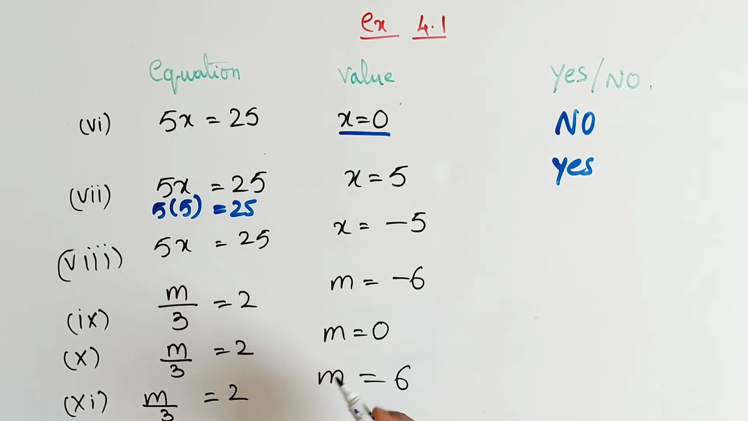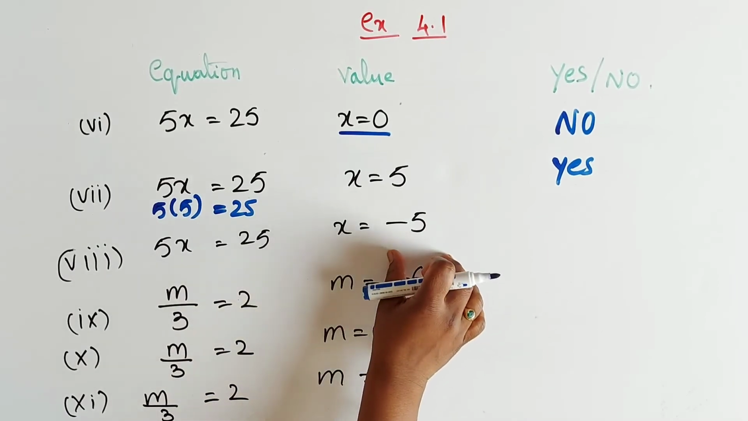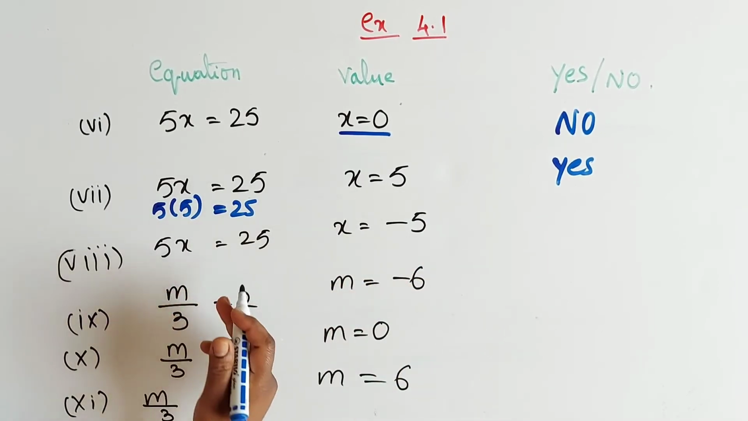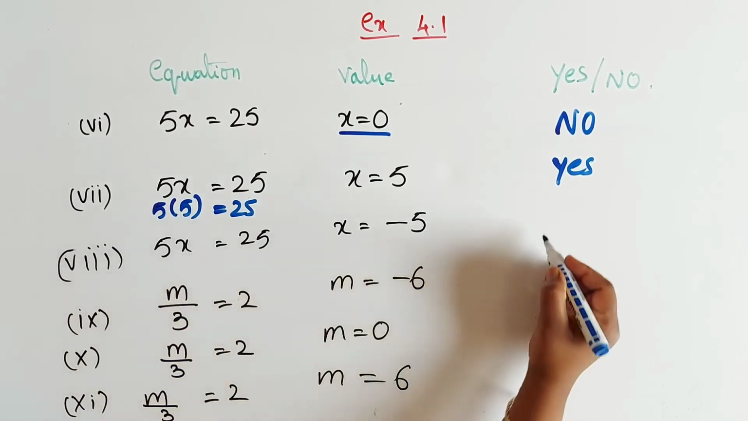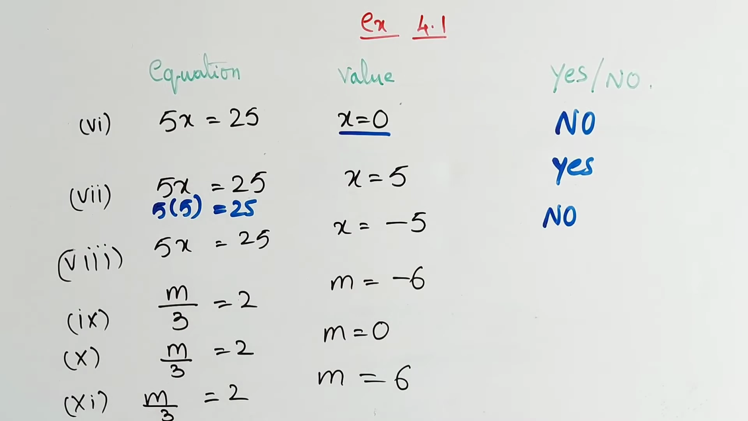Eighth one, 5x equal to 25. X equal to minus 5. That means negative 5. Right children? 5 into minus 5. That equal to minus 25, not positive 25. So it is not satisfying this equation.